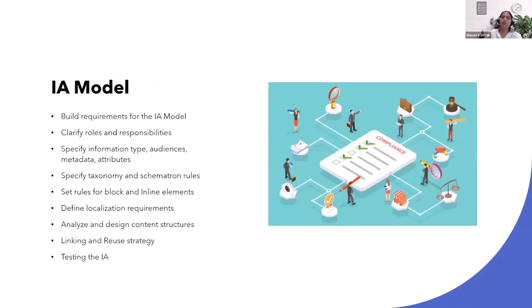IA model. You will require dedicated members in the team who can actively work on the information model and test it during the implementation. In case of a single member team, it is really important to strategize this need. Build a requirement for the IA model, first of all.